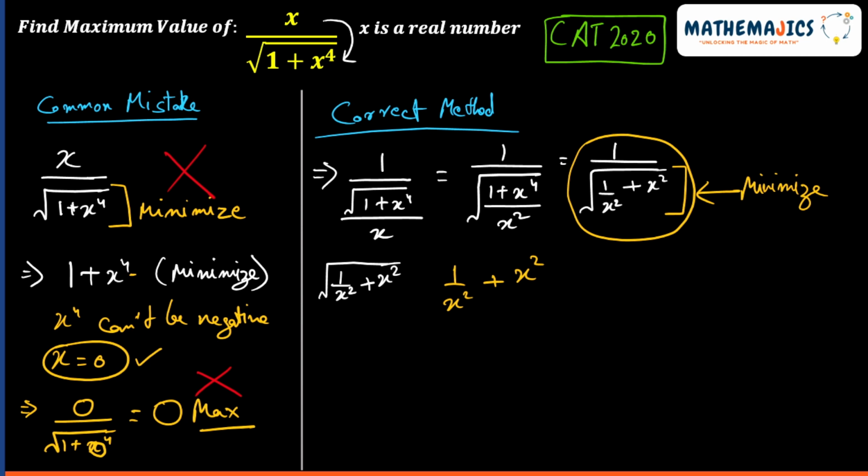Now to make this minimum, let's look at the power of x. The power of x is even. That means it will never be a negative number. No matter how small or how big a number you put, it will never turn out to be a negative number. So this will always be a positive number. Correct?